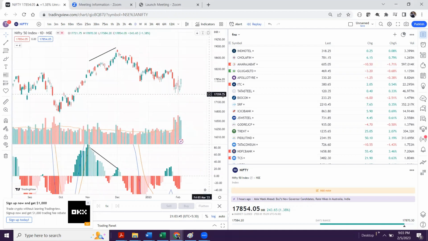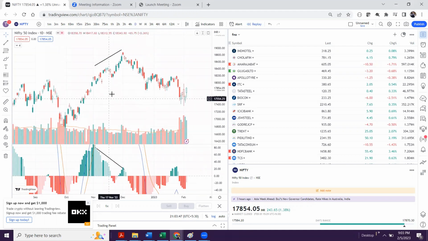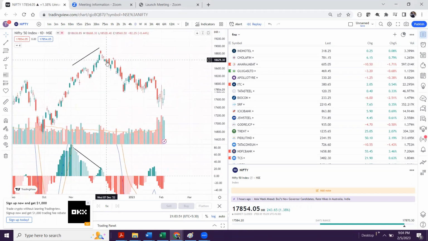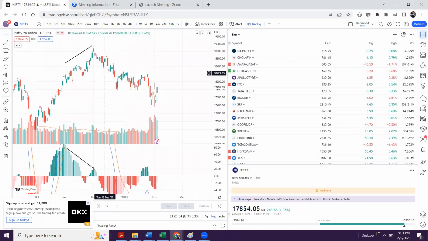Now today, let's again review what the current state is and how exactly we can expect some movement in the coming days. If you see this part, after how it fell, it fell in the form of this pattern. And this can be a head and shoulders pattern also.